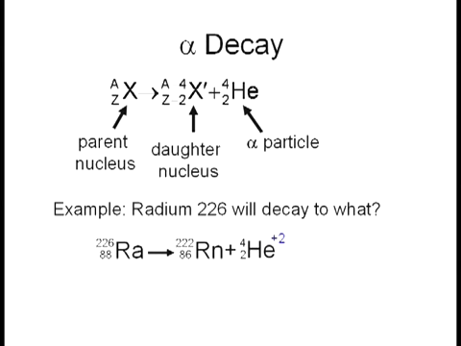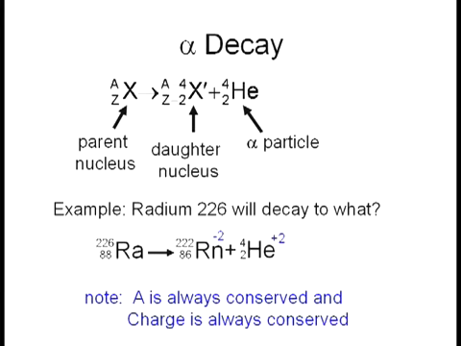Now the helium has a positive 2 charge because there's no electrons on it. And we also have a conservation of charge. That means the other atom needs to have a negative 2 charge. And the reason for that is the number of electrons from the initial radium is 88 electrons, and so the Rn also has 88 electrons, so it has 2 extra electrons. Special note, A is always conserved and charge is always conserved.